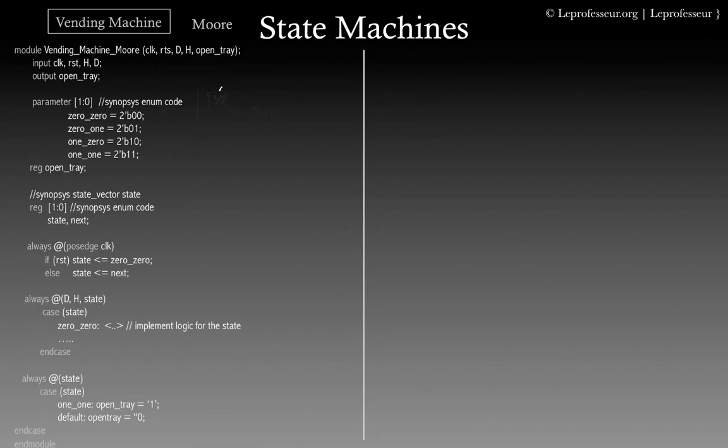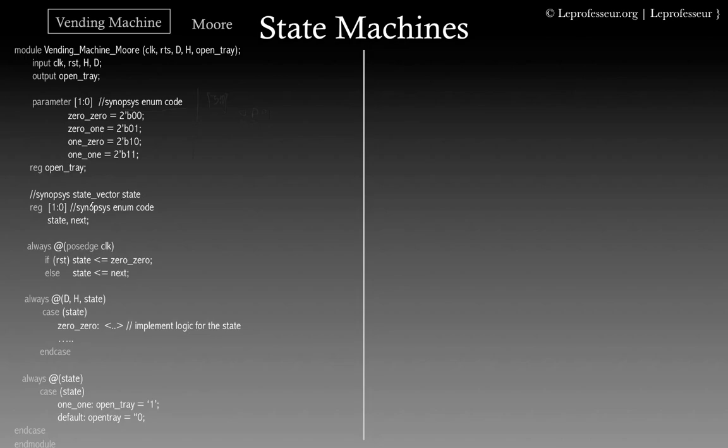parameters. So if you specify parameter 3 down to 0 and say state 1 0 0 0 and the next state 0 0 1 0 and so on, you can fill it up. So the tool will understand, as long as you have put the Synopsys enum code, it will give you one hot encoded, otherwise in this way binary encoded. Okay, and register open tray.